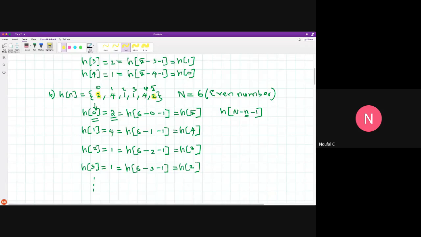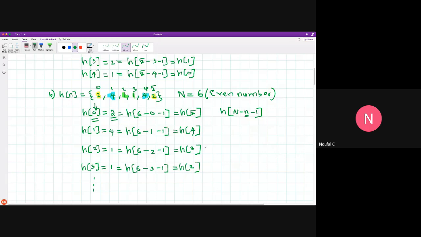Okay, equal. And if you take the next point, h of 2 equal to 1, and if you examine h of n minus 1, it is h of 3, and you can clearly see that h of 2 and h of 3 have the same value, so both of them are equal. So these are the filters that obey this property. Such filters are known as linear phase filters.